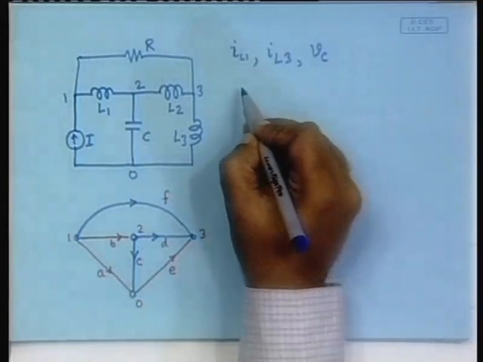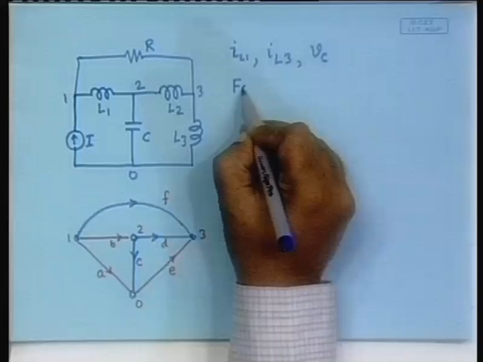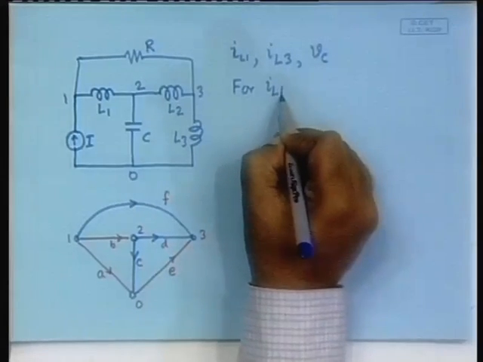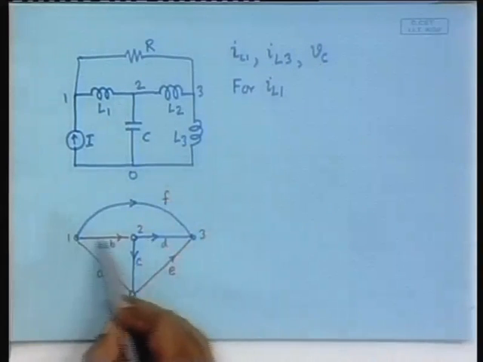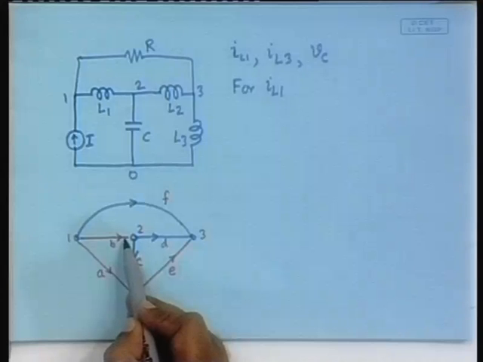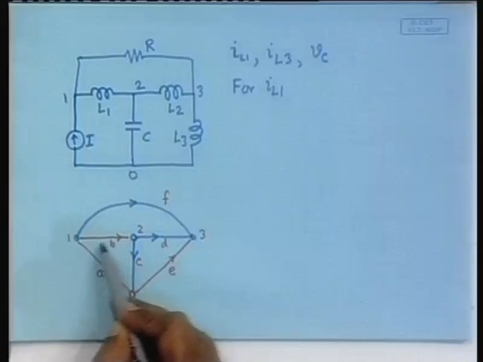So let us start by writing it for IL1. IL1 is here. So we need to identify what? The loop. Basic loop involving this branch. Where is it? It is here.